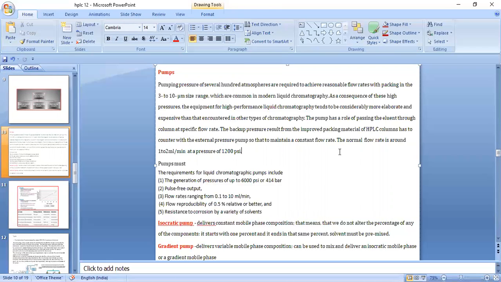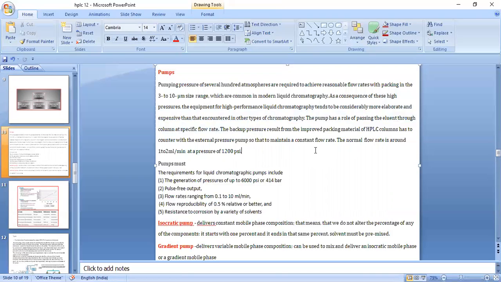So the first important thing about the pump is that it provides the several hundred atmospheres that are required to achieve a reasonable flow rate with packing in a range of 3 to 10 micrometer size, which are common in modern liquid chromatography. As a consequence of these high pressures, the equipment for high performance liquid chromatography tends to be more elaborate and expensive than that encountered in the other types of chromatography.